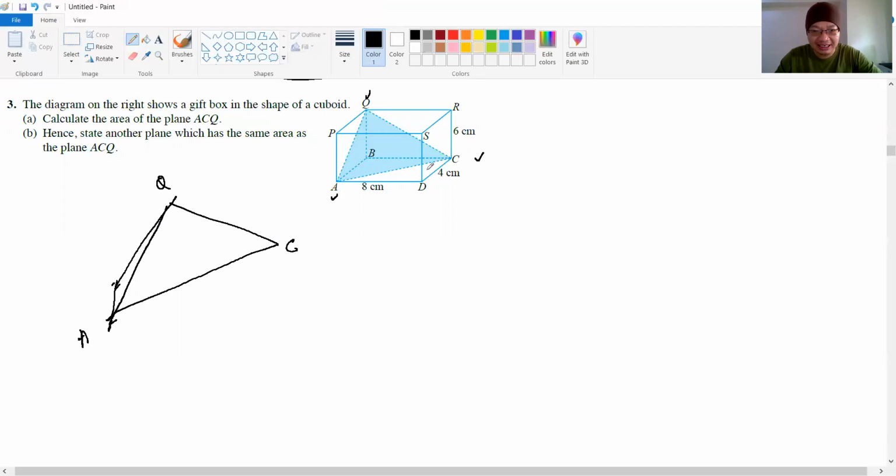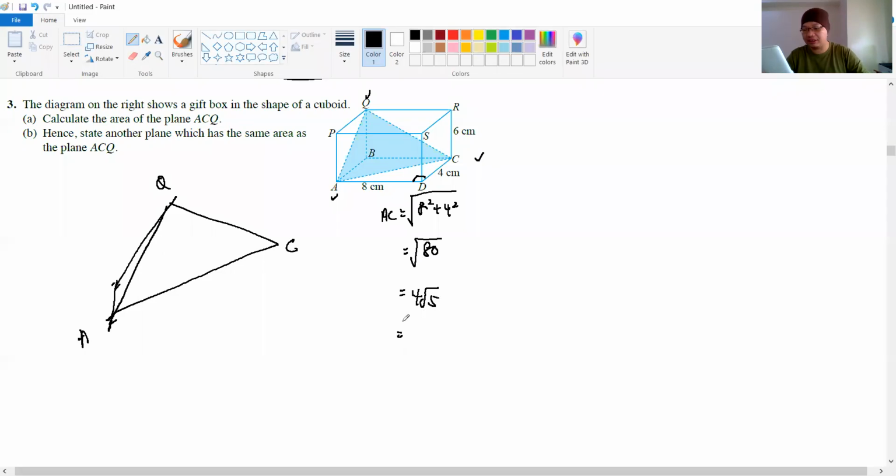Okay, guys. AC here, we can find the length of AC, right? Because this is 90 degrees. I told you, everything in the cuboid is 90 degrees. So AC equals the square root of 8 squared plus 4 squared. That's the hypotenuse, right? So compute: 64 plus 16 is 80, so square root of 80. Square root of 80 gives 4 square root 5.